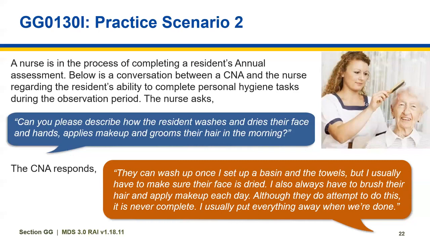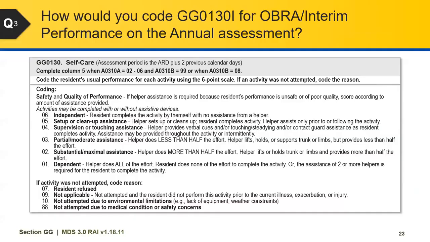I also always have to brush their hair and apply makeup each day. Although they do attempt to do this, it is never complete. I usually put everything away when we're done." So how would you code GG013I for an OBRA interim performance on the annual assessment?